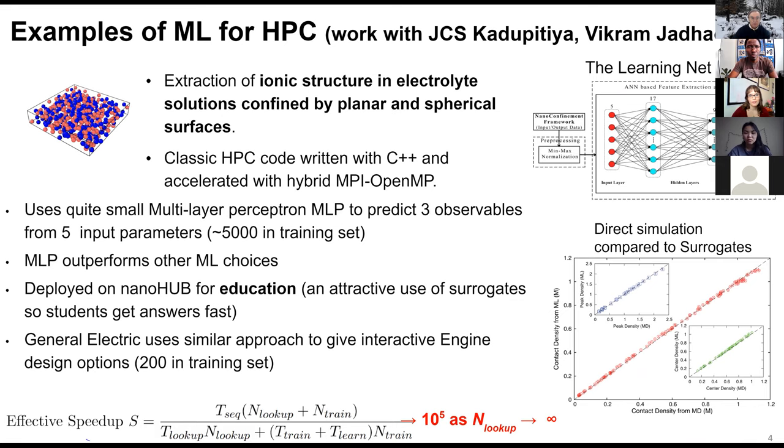Well, it is something I've probably shown already, which is a totally different type of example. However, when generalized, it's hugely important. This was done with other people at this university, Vikram Jadhao and JCS Kadupitiya. And the idea is just to replace a simulation, which is effectively Schrodinger's equation. Well, it's actually not even Schrodinger, but it's classical mechanics. So it's Newton's laws expressing molecular dynamics. And you either run that for a long time on a parallel computer, or you train a neural net to be able to give those results. And here is the neural net, which is a fully connected neural net.